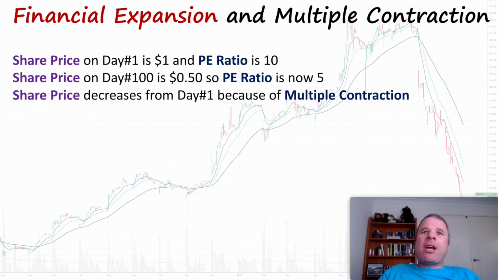So that means the P/E ratio is now 5. So the share price decreasing from day 1 to day 100 is all because of multiple contraction. The company hasn't changed their profits at all. Maybe the reason the share price has decreased is because the expectations of the market have lowered for the company, or because there is really bad sentiment around this company.